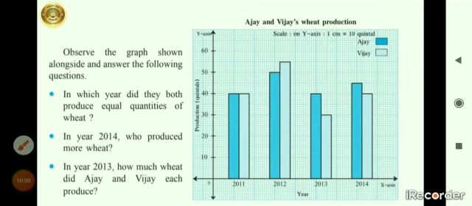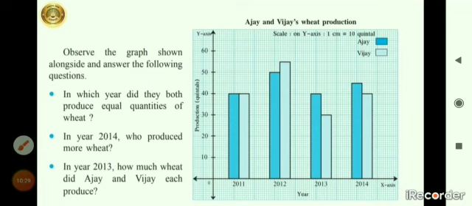Now observe the graph. Here you can see two types of bars in the graph. The dark one is Ajay's production and the lighter one is Vijay's production, and the x and y axis are the same as earlier, that is x is representing year and y axis is representing the production in quintals.